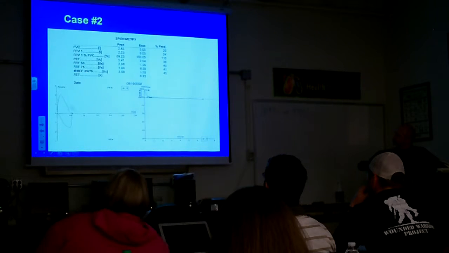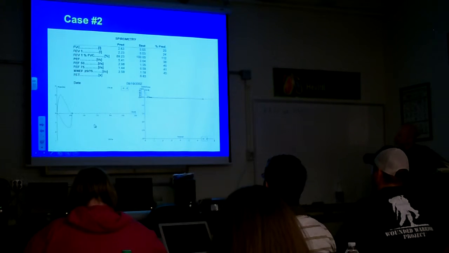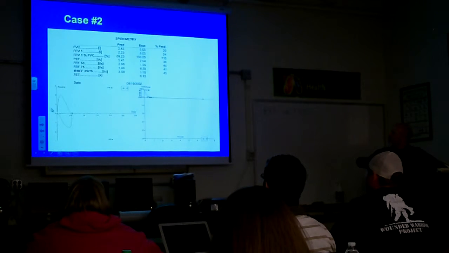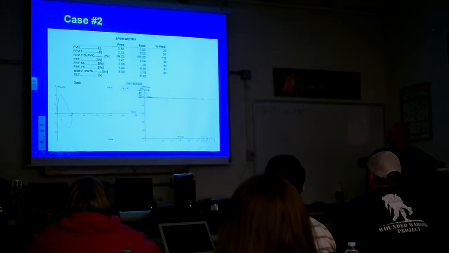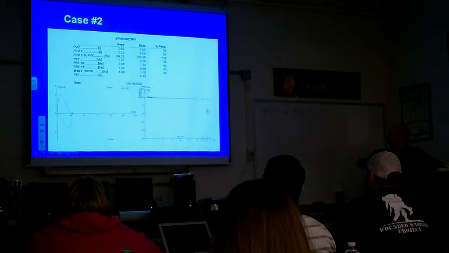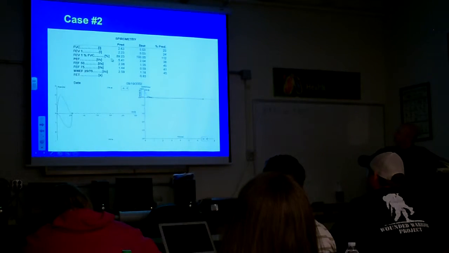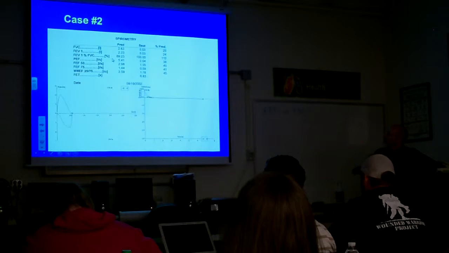So, look at this one, they're not giving you an idea of what the predicted would be for this. Of course, here's the full volume loop. It looks like it's of good quality. This volume time tracing, it looks like they exhaled at least like 8 seconds. It could have blown out a long time. Right, looks like. So, first thing I'm going to do is look at my FEV1 divided by forced vital capacity.